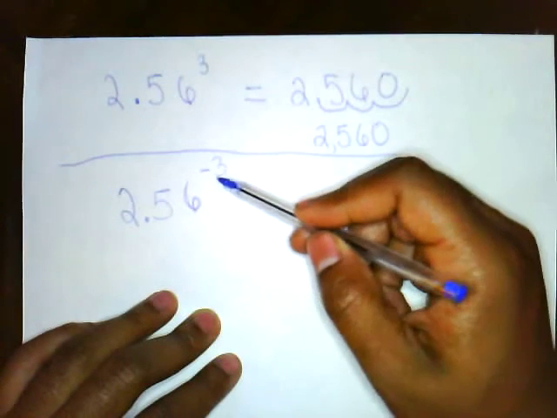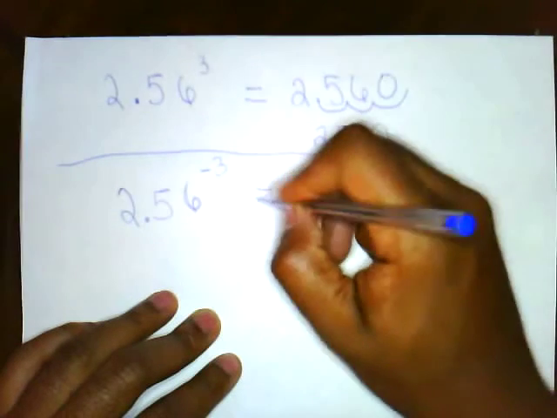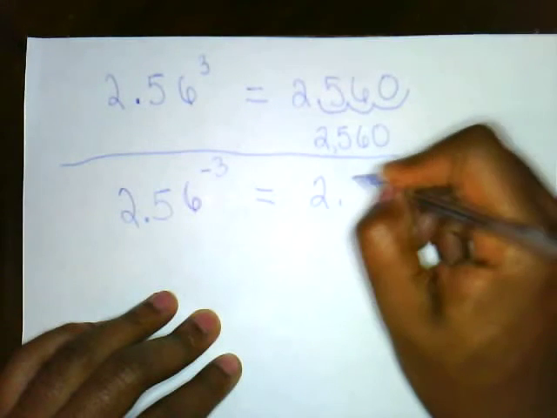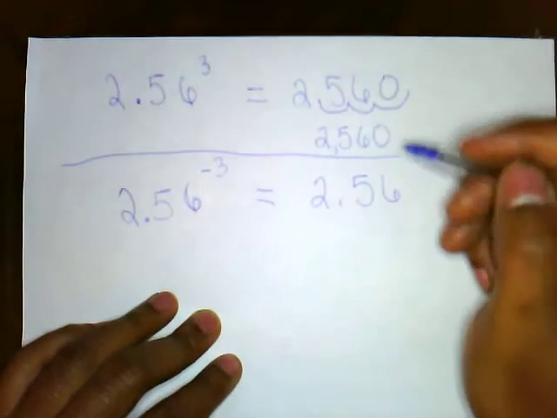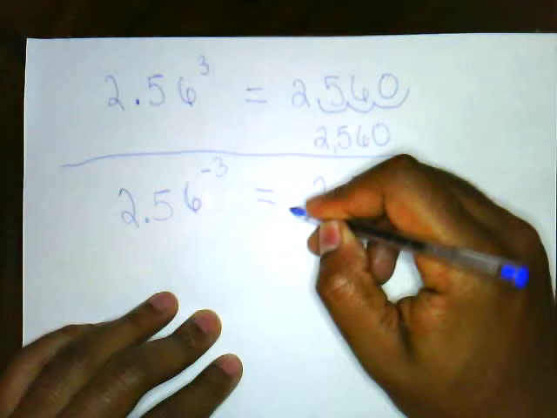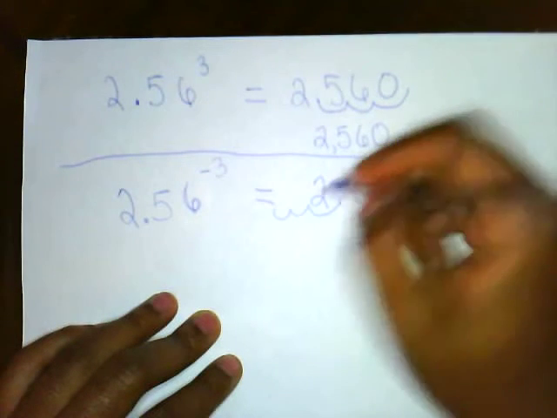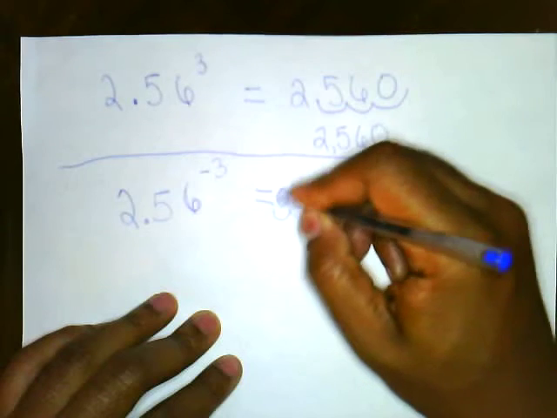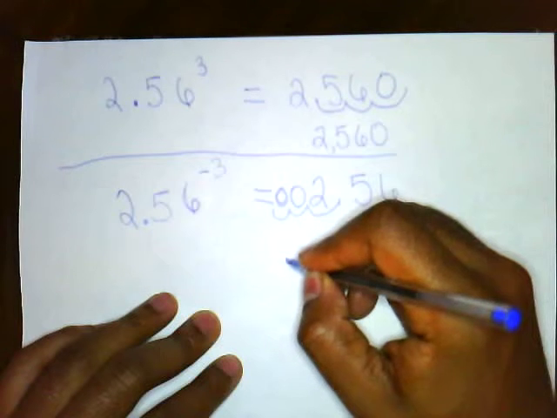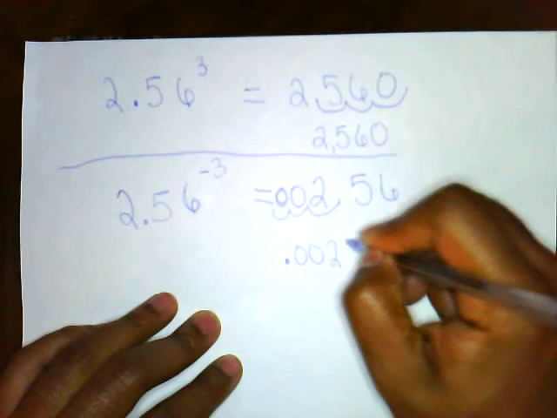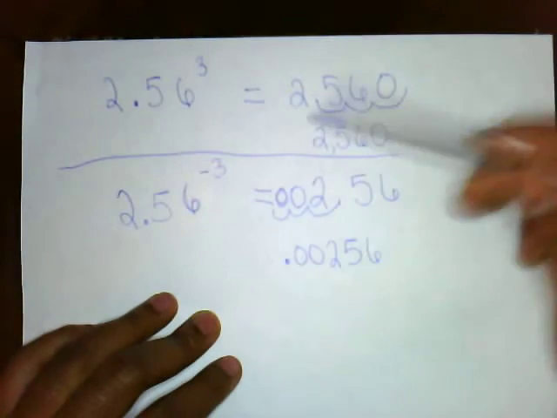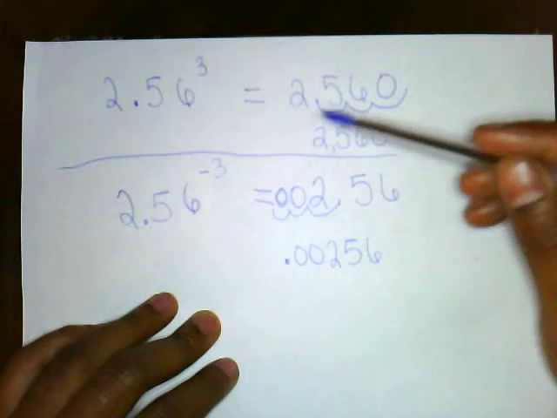Now let's take a look at the problem below. 2.56 to the negative third power. Once again, we're going to move 3 places. But what's the difference here? Well, our exponent is negative. So now we're going 3 places to the left. 1, 2, 3. Once again, you're going to place zeros in the spaces. So now our answer is 0.00256. That's the only thing you have to do when you talk about putting it into standard form.